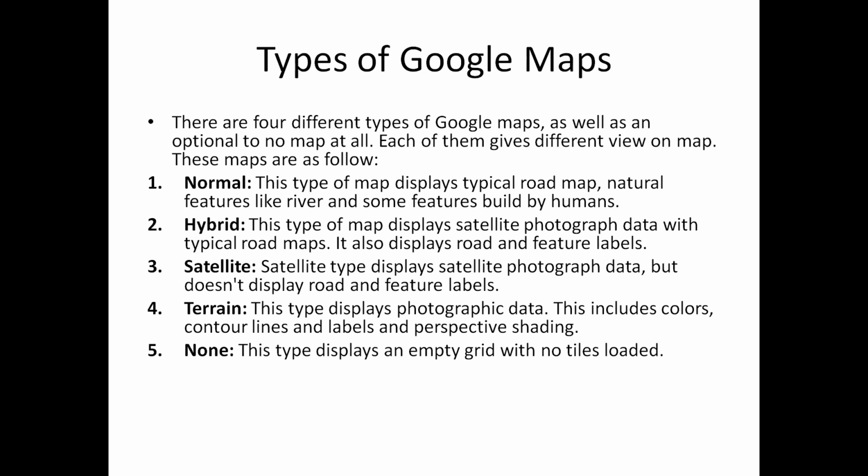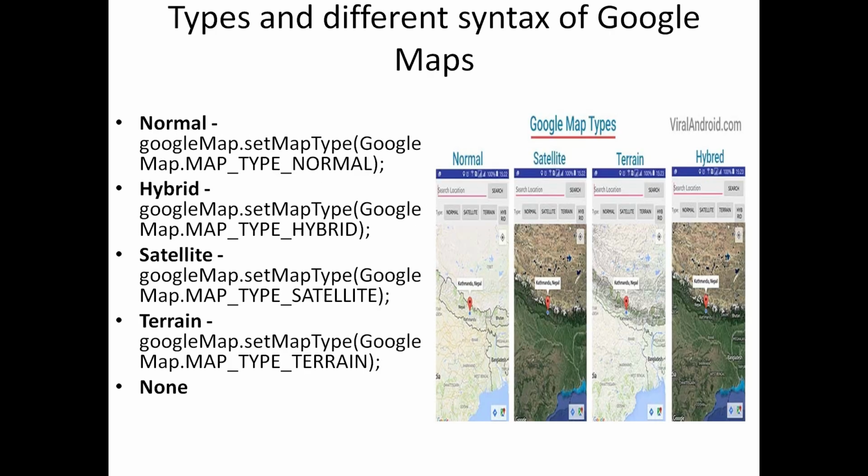Third is the satellite type. This type displays satellite photograph data, but it will not display any road or feature labels. Then the fourth one is the terrain type. It displays photographic data that includes colors, contour lines, labels, and perspective shading. Then the last type is none, which won't display anything, only an empty grid with no tiles loaded.